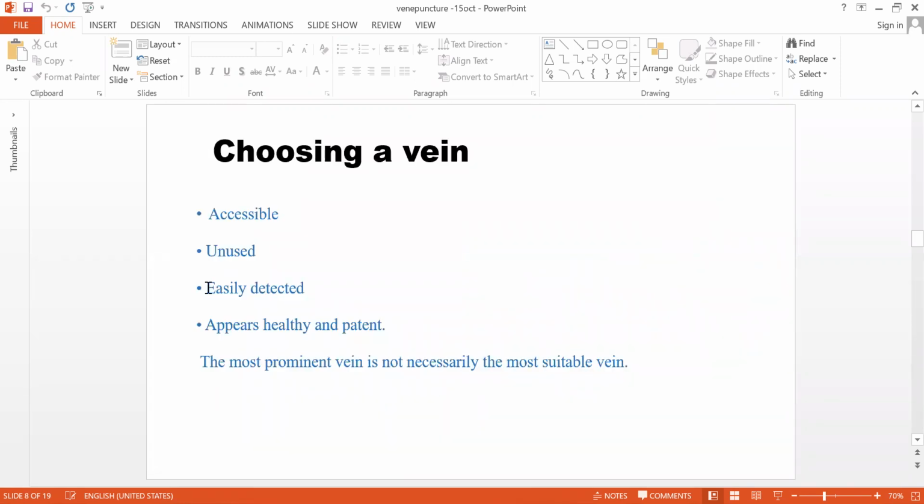So, choosing a vein. How to choose a vein? It should be easily accessible first, and always prefer an unused vein. Next, it should be easily detected, and it should also appear healthy and patent. The most prominent vein is not necessarily the most suitable vein. There's a saying, the most prominent vein is not necessarily the most suitable vein.